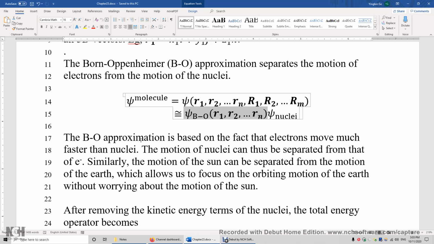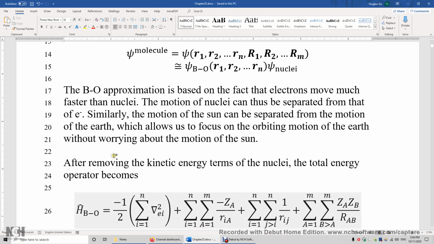Similarly, the motion of the sun can be separated from the motion of the earth, which allows us to focus and calculate the orbital motion of the earth without worrying about the motion of the sun. So again, the sun moves, but at the same time, the earth moves correspondingly. And that's why we can focus on the orbiting motion of the earth.